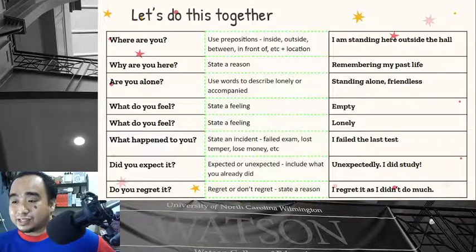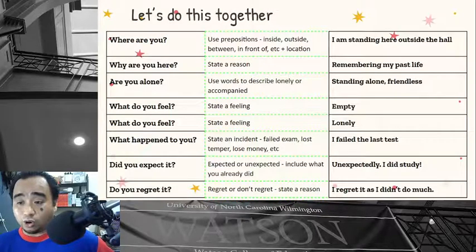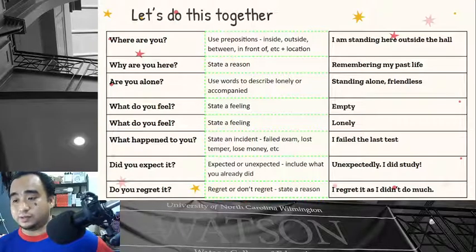I'm standing here outside the hall. Okay, you have the word outside to show preposition and also the hall to show a location. Remembering my past life. So that's the reason. Standing alone, friendless. So that describes whether you are lonely or accompanied. So for this one, it describes that you are lonely.